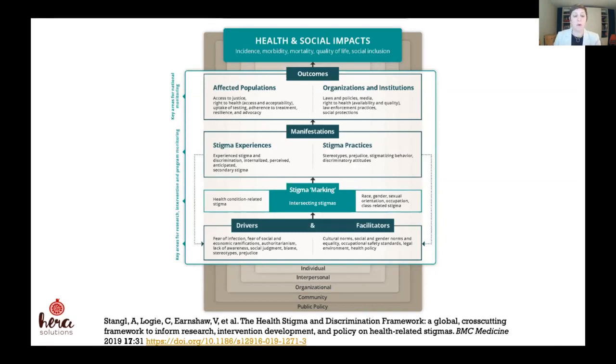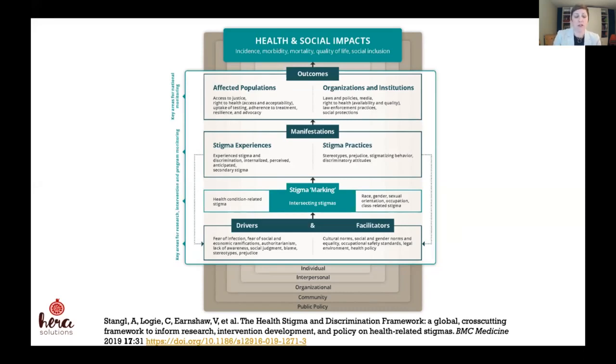The process can be broken down into a series of constituent domains, including drivers and facilitators, stigma marking, stigma manifestations, which then influence a range of outcomes among affected populations, as well as organizations and institutions that ultimately impact health and society. The first domain refers to factors that drive or facilitate health-related stigma.